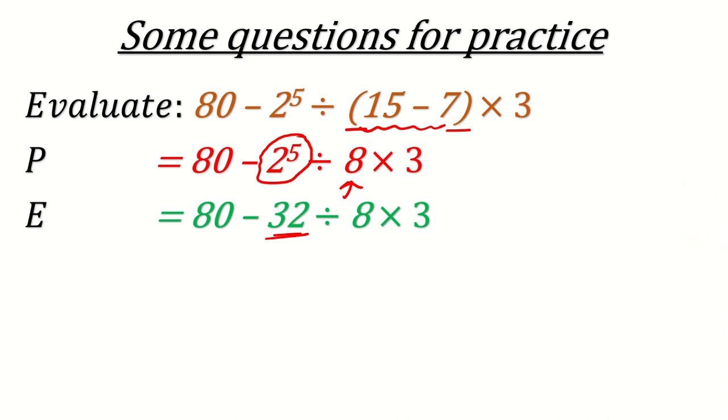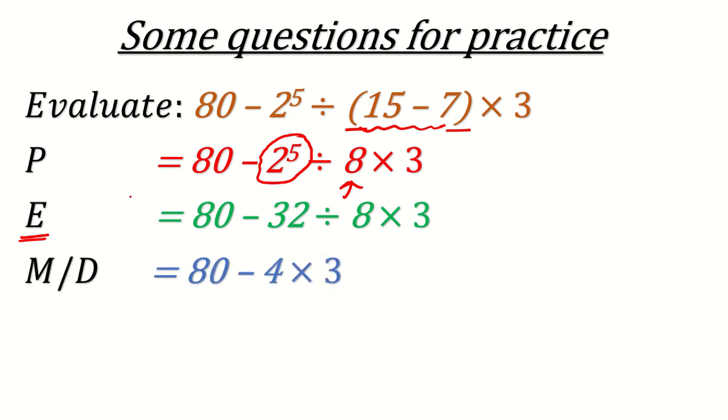Now after calculating this exponent, next we come to division, because we have multiplication and division both. Here it is multiplication and here it is division. But what I told you, if you move from left to right, what will you see first, multiplication or division? You will see division. So first calculation will be performed for division. So 32 divided by 8 will be 4.